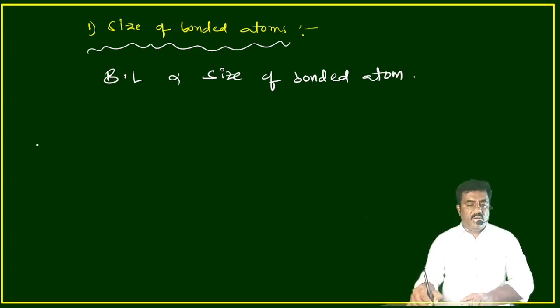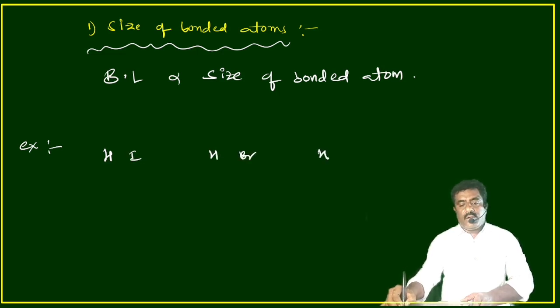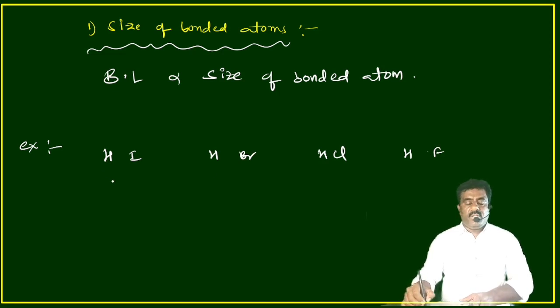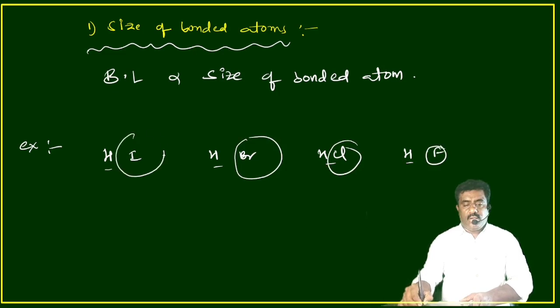For example, take hydrogen iodide, hydrogen bromide, hydrogen chloride, and hydrogen fluoride: HI, HBr, HCl, HF. What is common? Hydrogen is common. The other atoms are fluorine, chlorine, bromine, and iodine.